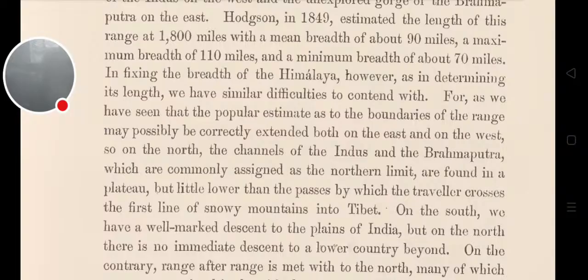In fixing the breadth of the Himalaya, however, as in determining its length, we have similar difficulties to contend with. For, as we have seen that the popular estimate as to the boundaries of the range may possibly be correctly extended both on the east and on the west, so on the north, the channels of the Indus and the Brahmaputra, which are commonly assigned as the northern limit, are found in a plateau but little lower than the passes by which the traveler crosses the first line of snowy mountains into Tibet.